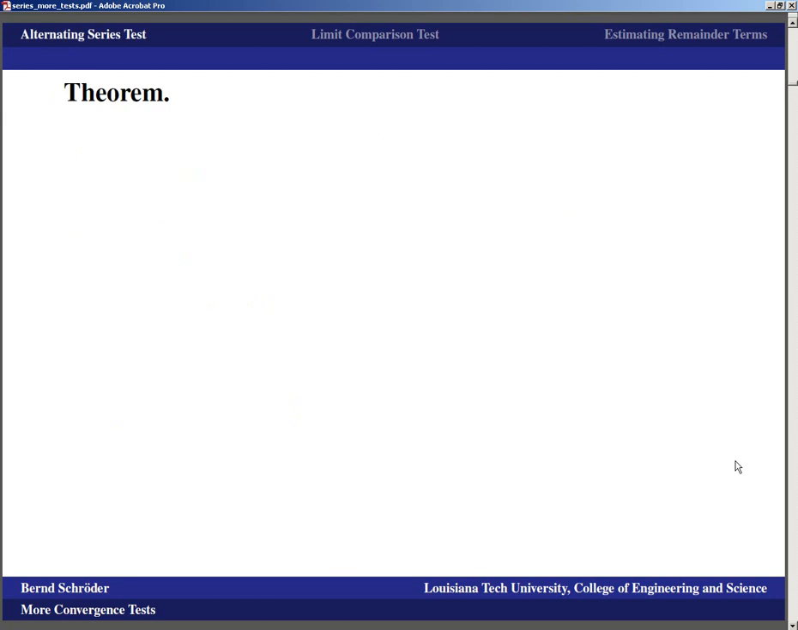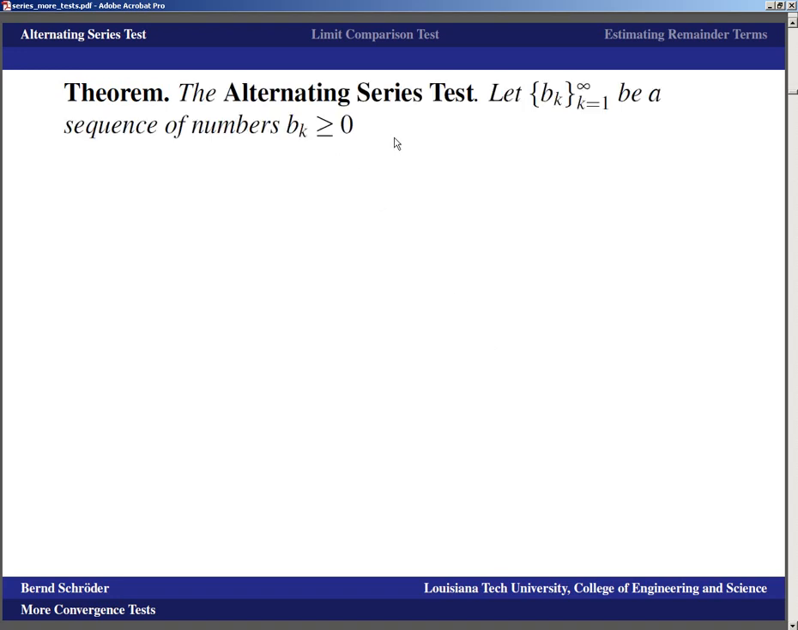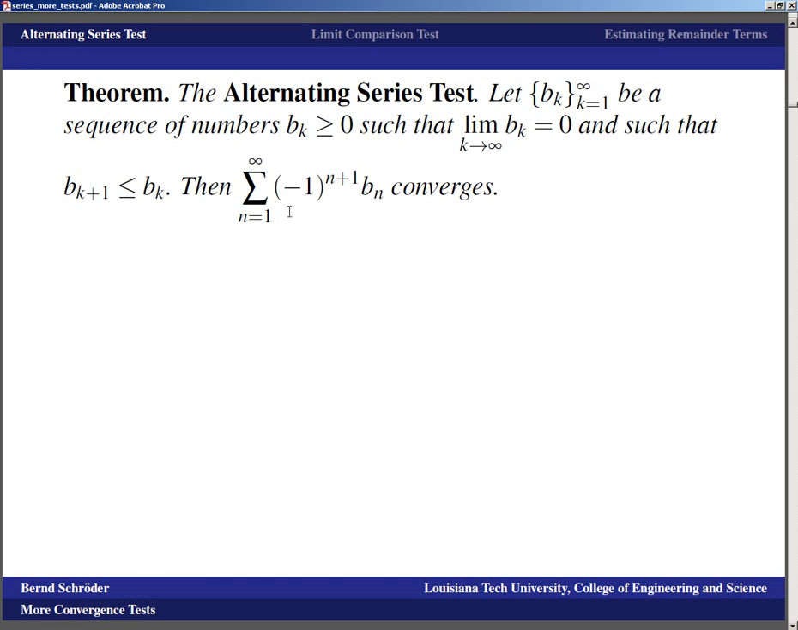And in fact, that is a good reminder, because the alternating series test is one that is dangerously close to something like that, that talks about terms whose limit is 0. Namely, the alternating series test takes a sequence of numbers b_k that are greater than or equal to 0, whose limit is equal to 0, and so that the sequence of numbers is decreasing. So b_(k+1) is less than or equal to b_k. I think formally we say non-increasing, but that's one of those words that I have a hard time wrapping my mind around. Then the alternating series, the sum n equals 1 to infinity of (-1)^(n+1) b_n, converges.